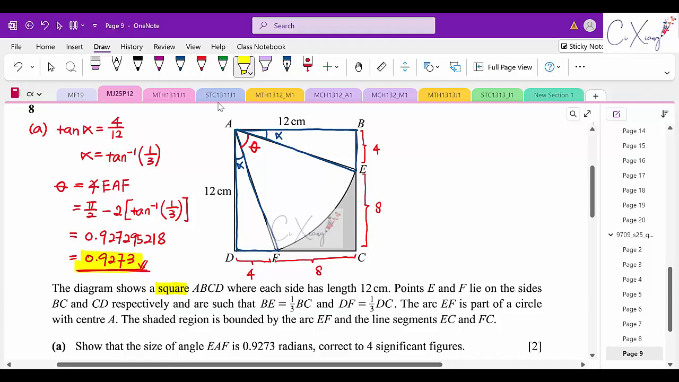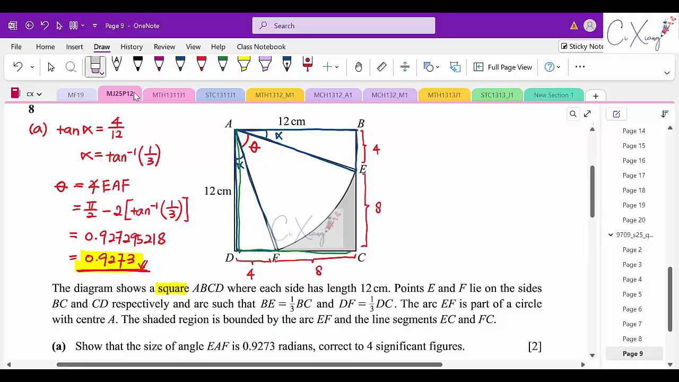Okay, so this is one of the ways that you can use the triangle and the right angle here to help you get the answer for angle EAF. Then another method, which I did try before, is to look at the green triangle. The angle here should be 45 degrees, so 45 degrees means pi over 4, then minus the alpha also can. Actually, they are the same.